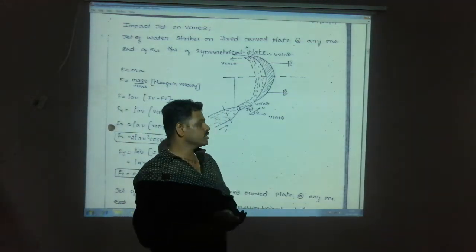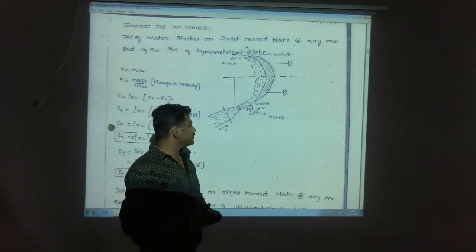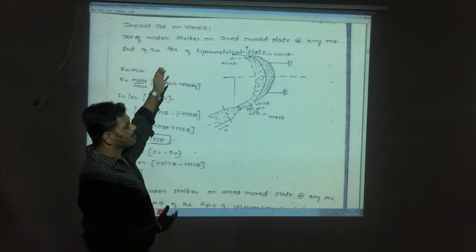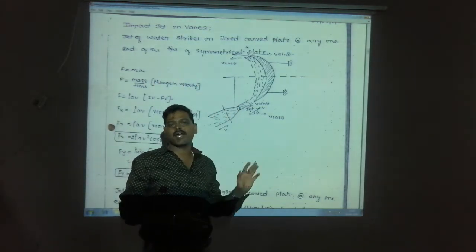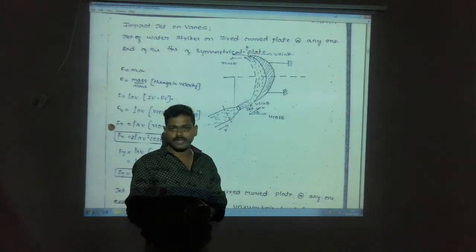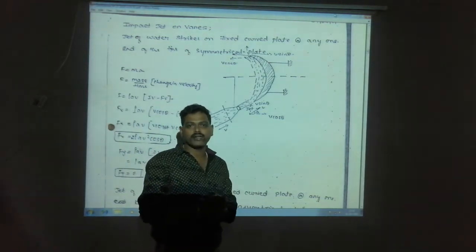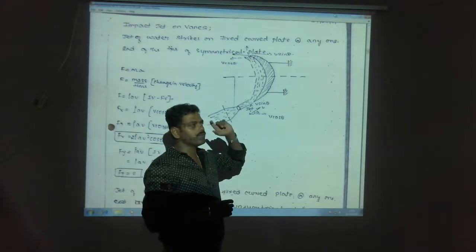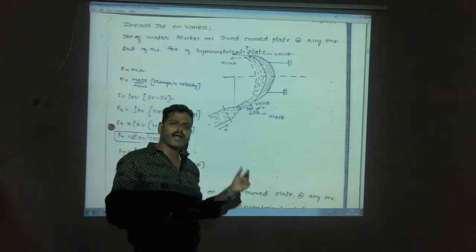So in today's session, we are going to continue with impact of jet on wing. In the previous sessions we have discussed with respect to flat vertical plate and inclined plate as well as with respect to the numericals. So now it is on the curved plate. Again we have discussed for the curved plate, but when the jet of water strikes at the center. But now, what if it is acting at any one end of the plate.